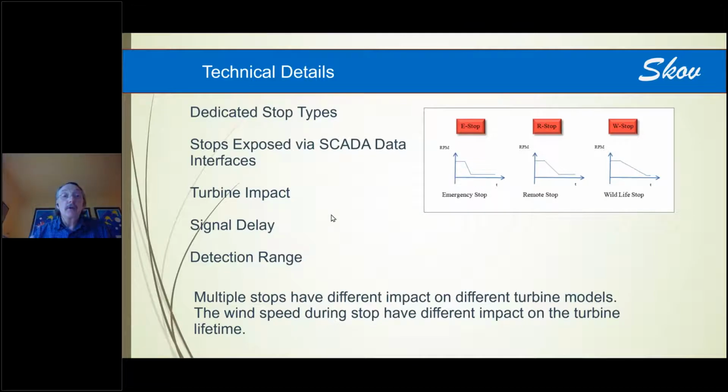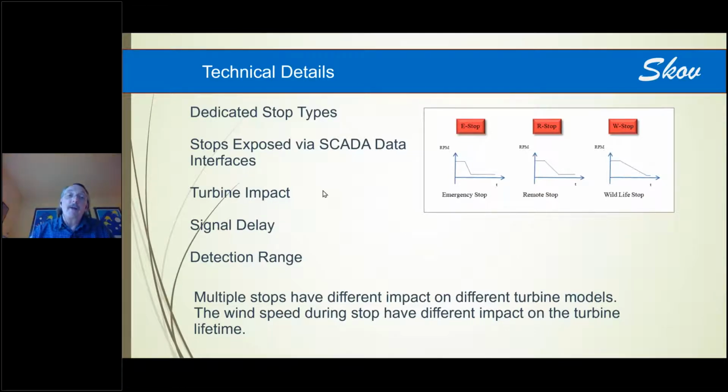And there's also a signal delay and response time. If the signal comes from a third-party external system, it typically would go into the SCADA system. Then there's a communication delay before it arrives at the turbine, and then there's an execution delay out in the turbine controller.